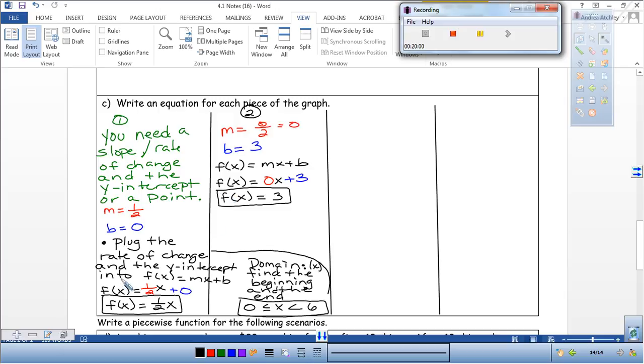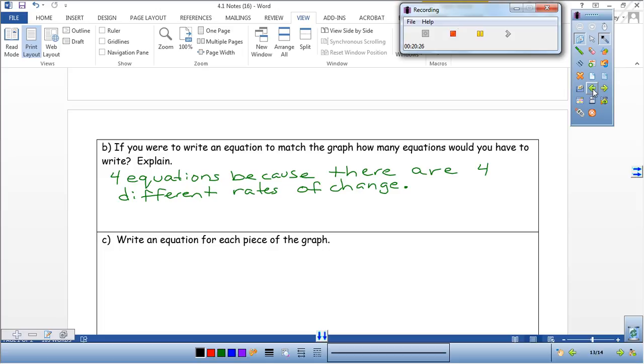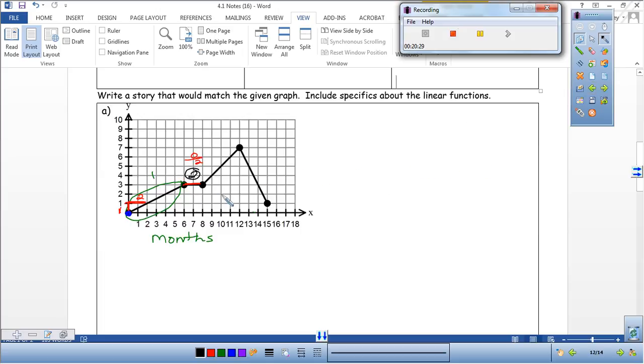Okay. Do we have to worry about the domain again? Beginning and end. This is going to stay consistent for us right now. So let's look back at our graph. Where is the beginning here? At 6, and where is the end? At 8. So 6 and 8.